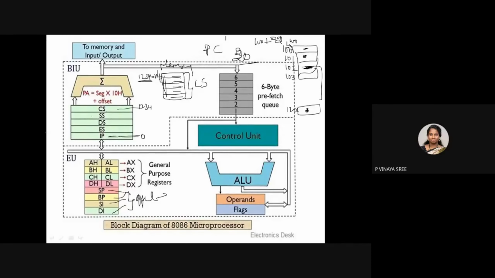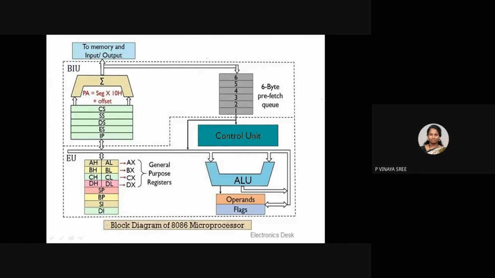Next, let me clear all this now. Okay, so I completed this. How to calculate a physical address? Segment register into 10H plus offset. Into 10H, what operation will the system do internally? Left shift operation. How many times? Four times. Plus offset. Why is there a need of adding an offset? To reach internal addresses, a particular specific location. Within that segment, if you want to go to a specific location, then an offset is needed.